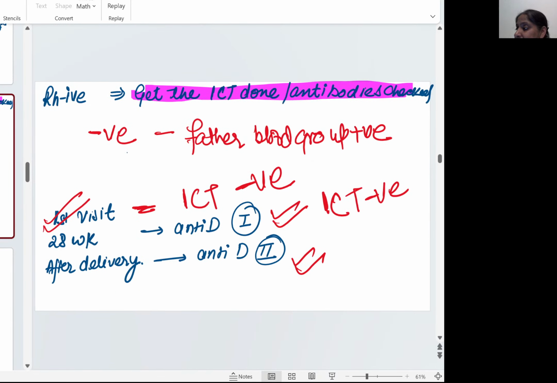Once again, we repeat the management. If an Rh negative lady comes to us for the first time, what will we do? We will check the husband's blood group. If the husband's blood group is positive, then we will check whether the mother is already making antibodies by doing the ICT test, that is, whether the mother has already been sensitized or not. Is it okay?